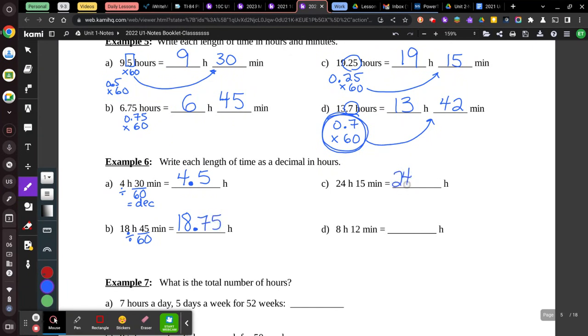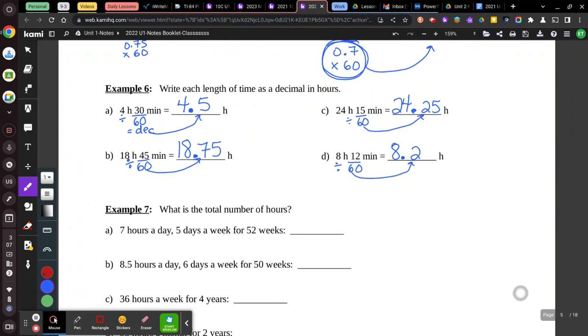Here I'm using 24 as my first number. I'm putting my decimal. I divide 15 by 60, and I get 0.25. 8 is the number in front of my decimal. I'm going to divide 12 by 60, and that's going to give me exactly 0.2 hours. Okay, this part here gives you this. That gives you the end of your decimal.